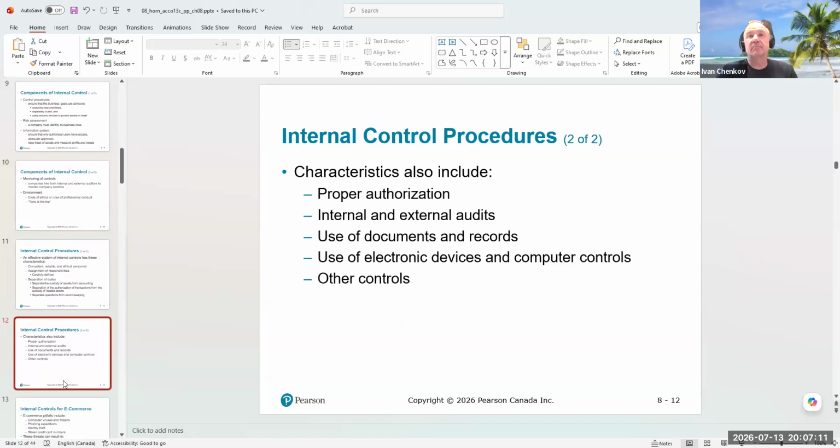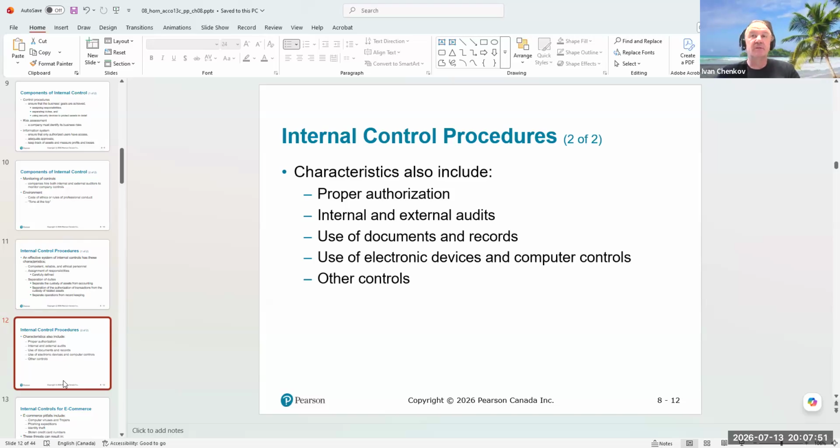Characteristics also include proper authorization. People who are in place monitor the situation, authorizing the transactions, and then somebody entering. Internal and external auditors. Internal and external audits will be checking from the people inside and people outside. Being an internal auditor is a kind of tricky profession because technically you'll be the most hated person in the company. It doesn't matter how funny a person you are, how good a personality you have, you'll be the most hated person in the company.